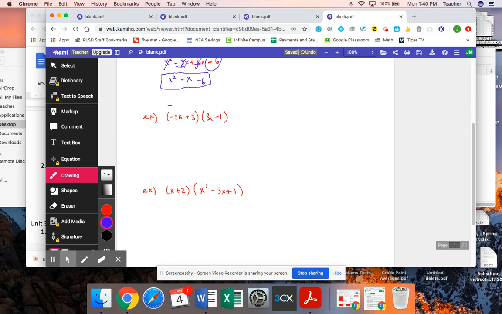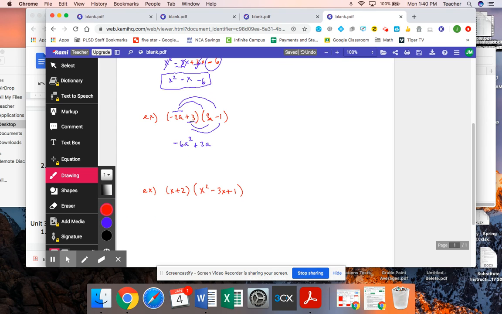Here, same idea. I'm going to take this thing and distribute it to each, and then this thing and distribute it to each. So negative 2a times 3a is a negative 6a squared, because a times a gives you a squared. And then I have a negative 2a times a negative 1. Well, negative 2 times negative 1 is a positive 2, and don't forget the a.